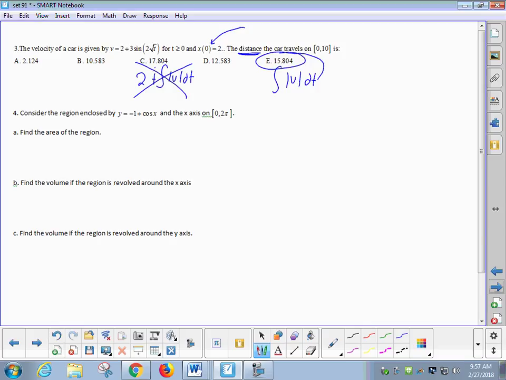I don't care where I started. If I want to know how far you went, I don't care. This one was meant to get at, did you think distance was this? If you integrated V rather than absolute value of V, in other words, you found the displacement, you might have chosen V. This one was displacement plus initial condition. That's doubly wrong. And this, I just made up there. I don't know. Okay, so that's that.